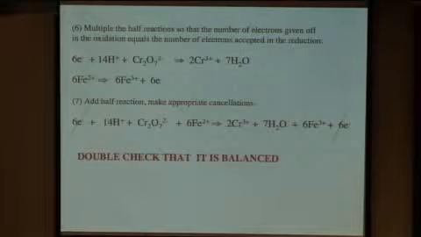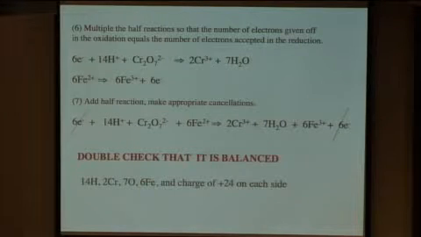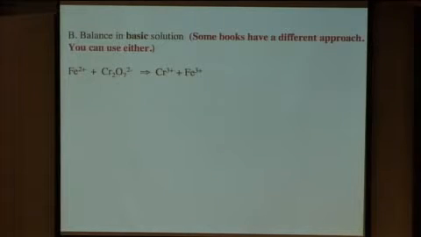And this was in acidic solution. So we should have, again, this number and a charge of plus 24 on each side. Double check, make sure it's correct. So that was acidic solution, and we ended up with an equation that had H pluses in it. You can also be asked to do it in basic solution.